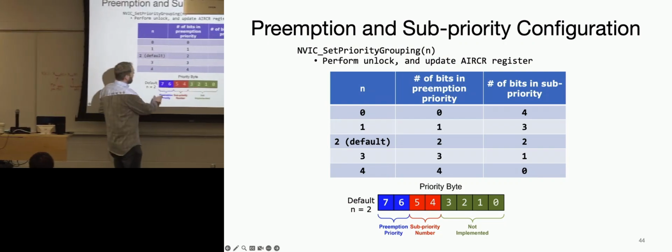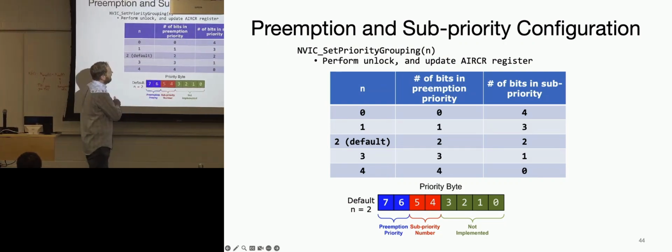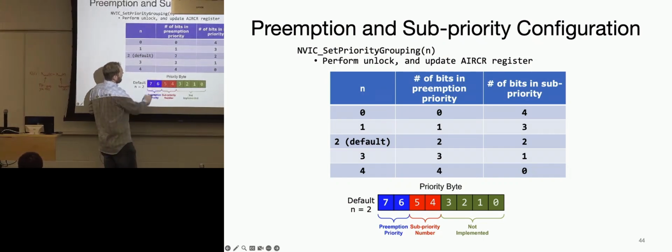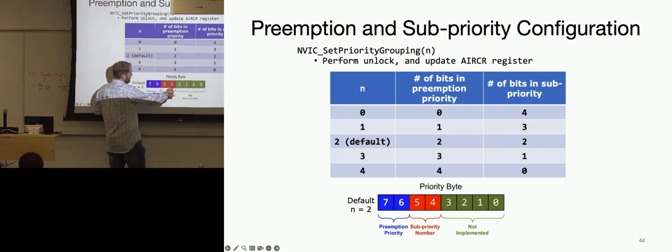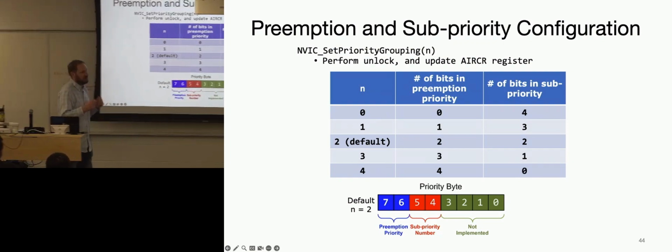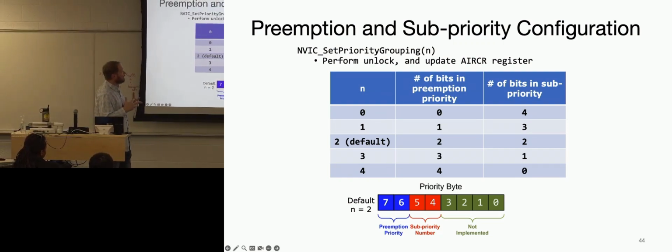So you can reallocate, this is what this table is showing. You can reallocate the number of bits, and there's a register for that where you can say, I want maybe 3 bits of preemption priority and only 1 bit of sub-priority, or I want 1 bit of preemption priority, and then everything else is sub-priority. So that gives you some flexibility in controlling which interrupts interrupt other interrupts.